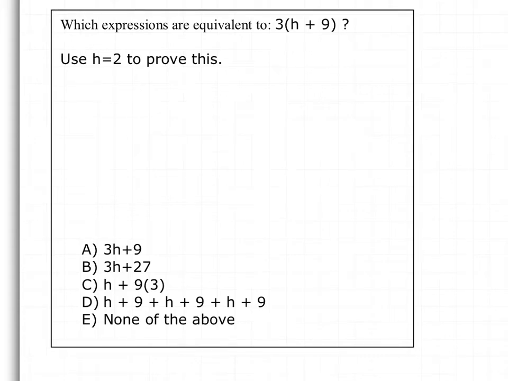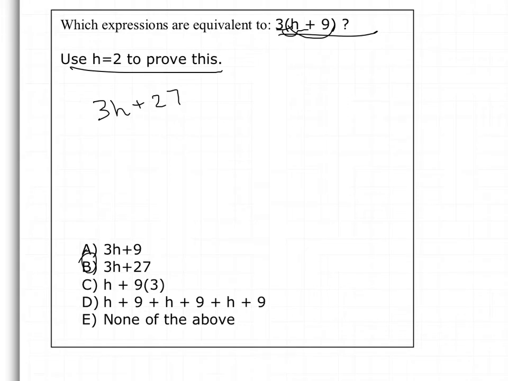Right, so looking at our do now, we're asked to find which expressions are equivalent to 3h plus 9. We also need to use h equals 2 in order to prove this. When you look at this, we have a couple different ways we could write 3h plus 9. One thing we definitely know we can do is distribute, and that's going to give me 3h plus 27, so we can hypothesize here that B is correct.